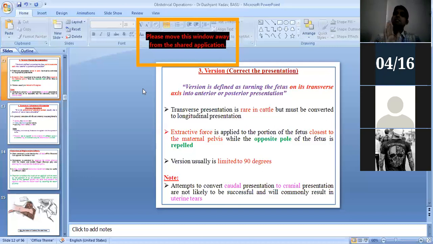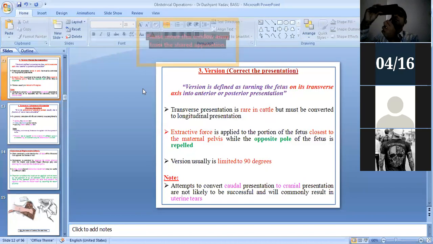If the head is facing towards the birth canal, that is normal. But if the head is facing toward the ilium of the dam, then it is called abnormal presentation, and abnormal presentation should be corrected. Otherwise, it is. Sir.